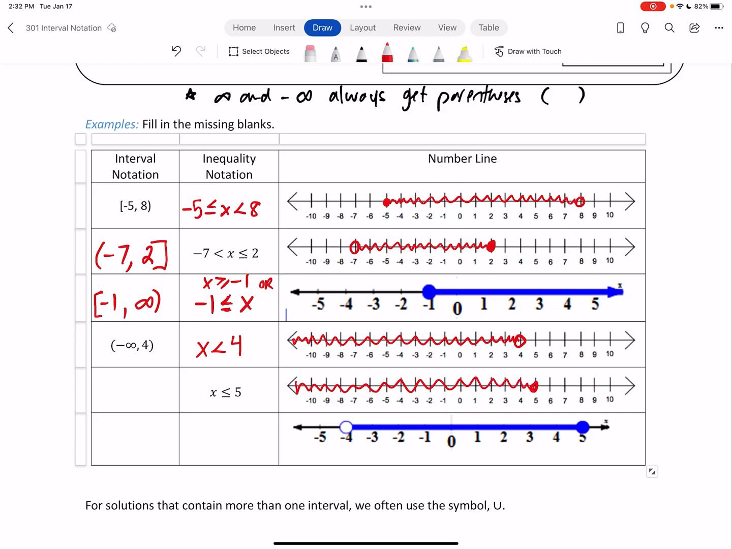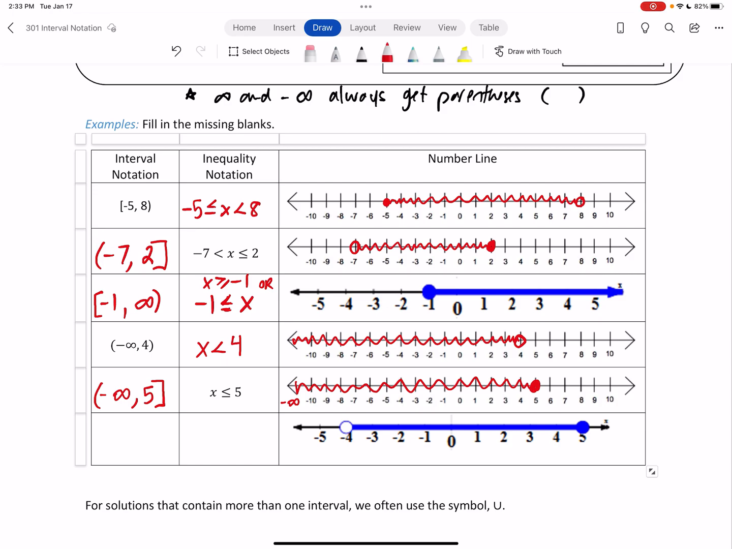Next, x less than or equal to 5, so all the numbers that are smaller than 5. I'm going to put a filled in circle there because it has an equal to at the 5. This starts over here on the left at -infinity and ends at 5. -infinity and positive infinity always get parentheses. Because I have the equals and the filled in circle, this one gets a bracket.